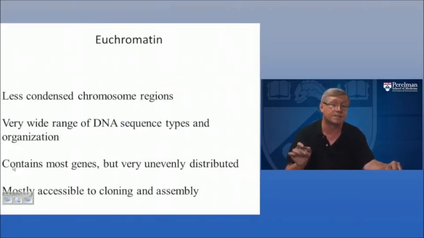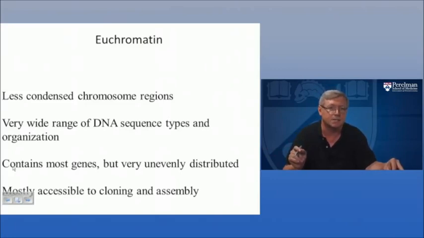Euchromatin is the rest of the genome, the part of the genome that's not heterochromatin. It's highly variable from region to region. It covers a wide array of DNA sequence types and sequence organizations, with lots of different percentages of interspersed repeats and different kinds of duplicated genes and so forth, but conspicuously lacks these large segments of tandemly repeated DNA.